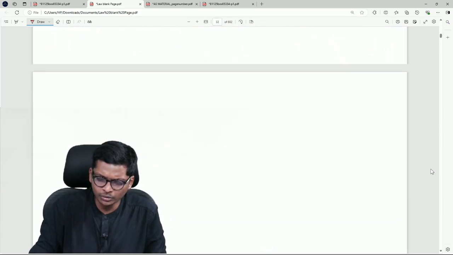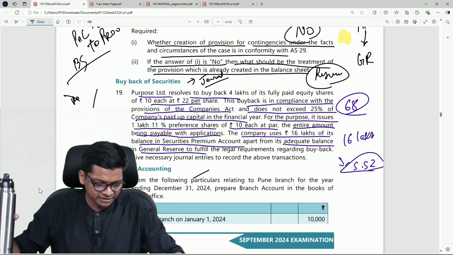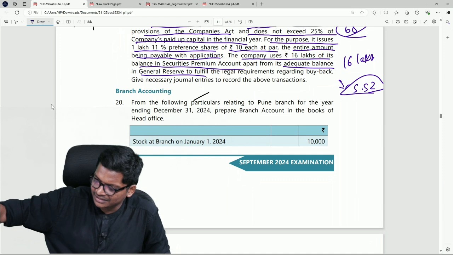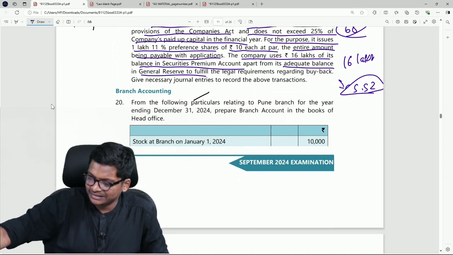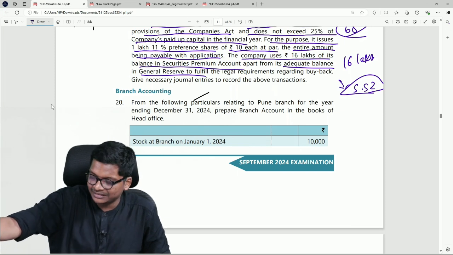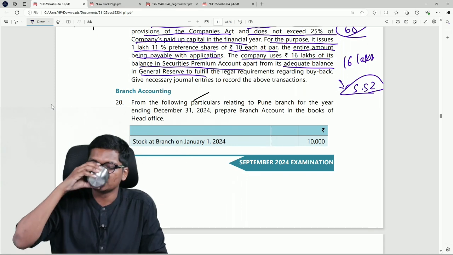Okay. Now let's proceed to the last question of our marathon, which is branch, which is a simple question, but we are doing this because this type of question is not there in the study material, meaning a little bit of extra adjustments.